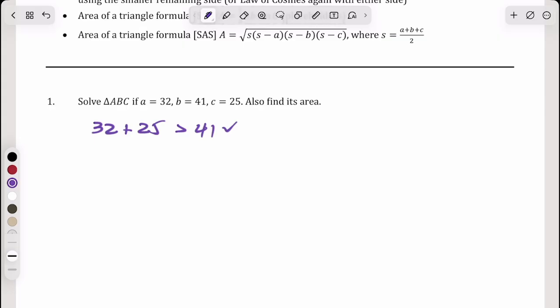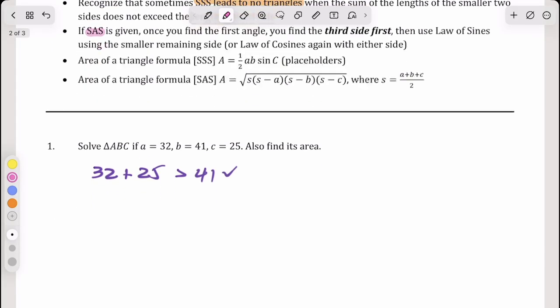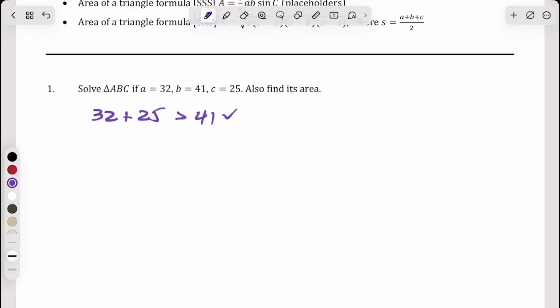Let's start. So now the first thing I want to find, with a side-side-side, remember, I'm going to find the largest side, or rather largest angle first, which will be across from the largest side. So I'm going to have to use the version of law of cosines that solves for angle B first. And that's going to be the one that's got b squared on the left-hand side. So here is our formula when b is on the left-hand side, isolated.